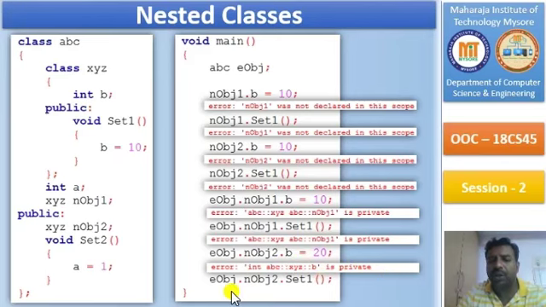Now this statement looks appropriate and proper. I'm using EOBJ of the enclosing class and EOBJ.NOBJ2, which is a public data member, .set1, which is a public member function. Now this is going to be a proper statement that is going to work for us. Fine.